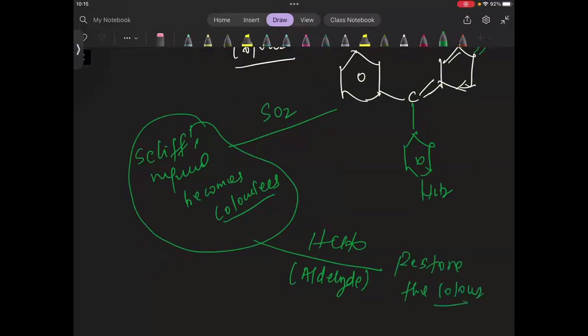Students, if the color is restored, from colorless to color, it means the Schiff reagent brings back its original color through the aldehyde. If any aldehyde is put in the Schiff reagent and you get the color of the Schiff reagent, that means the aldehyde is there. If you are not getting the color, that means it is not an aldehyde. So it is a best way to distinguish between aldehyde and ketone. Okay, students, I hope you understood the weak oxidizing agents.